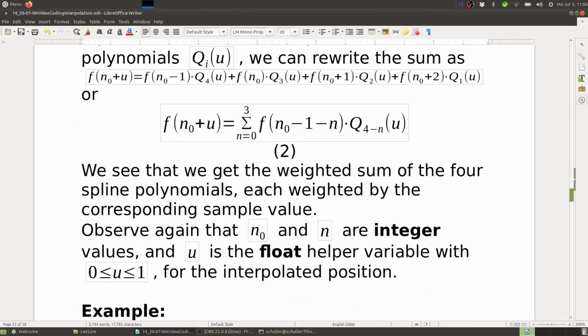Yeah, so we see that we get the weighted sum of the 4 spline polynomials, each weighted by the corresponding sample value. So here you can see this f as the weighting of those polynomials. Here observe again that n naught and n are integer values, and u is the float helper variable in the range of 0 to 1 for the interpolated position, this fractional grid.